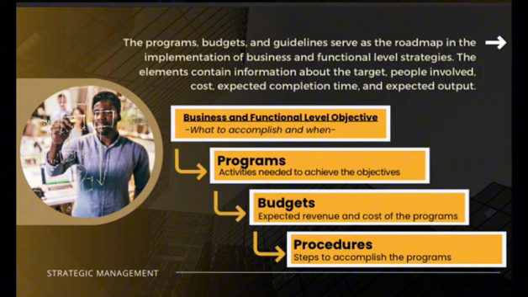So today, our report will revolve around the business and functional level objectives and their corresponding hierarchies. When we say business and functional level objective, we are asking about what to accomplish and when. After that, the program follows, which are the activities needed to achieve the objective. After the programs, we have budgets, the expected revenue and cost of the program. And after that are the procedures, which are the necessary steps to accomplish the program.